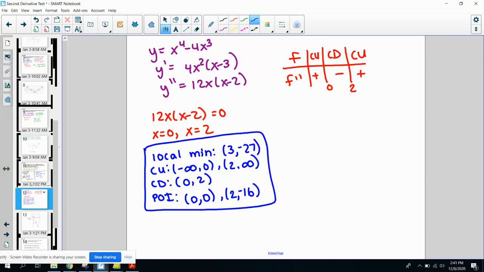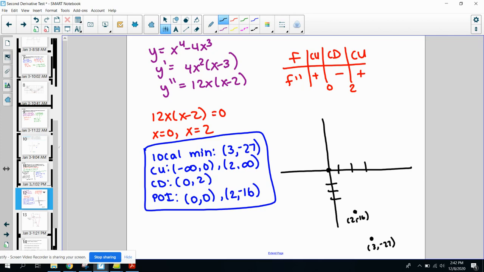And then it says sketch the graph of the original function. So I'm going to very poorly probably do a quick sketch of this. So my local min, let's just pretend for fun that that is, I'll just label it 3, -27, because I'm not counting all the way down 27. I have points of inflection, so I'm going to graph my points of inflection and my local mins and maxes. So at 0, 0, and at 2, -16.